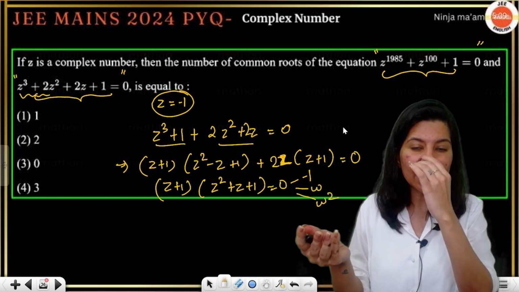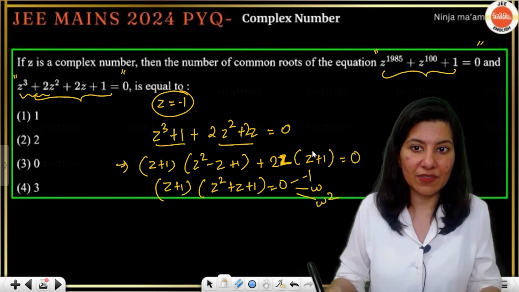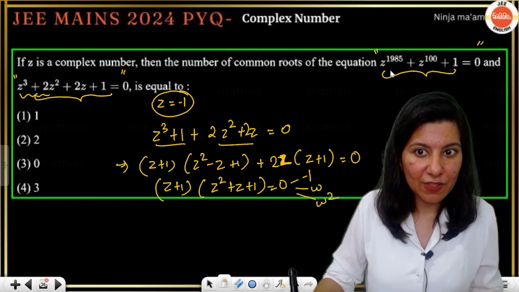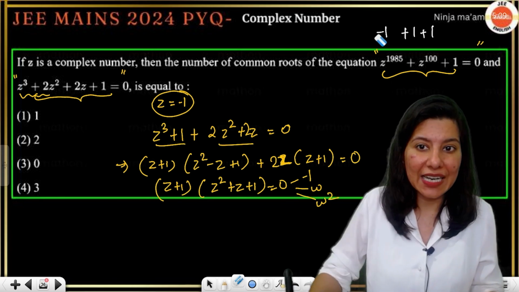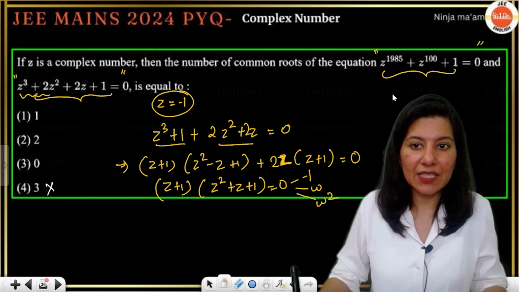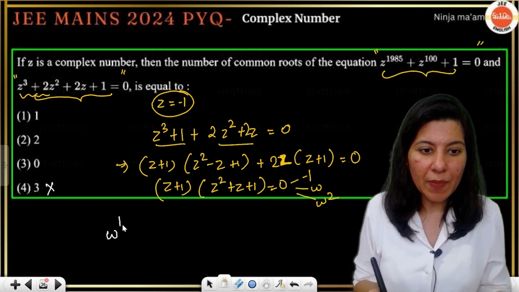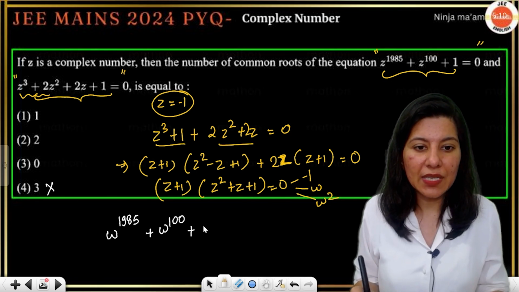So we just need to check one by one whether -1 is satisfying, whether omega is satisfying, whether omega square is satisfying. -1 if you put in place of z, clearly this is -1 plus 1 plus 1. So -1 clearly is not satisfying, okay? So 3 roots are not possible. Now omega square. So if you put omega power 1985 plus omega power 100 plus 1.